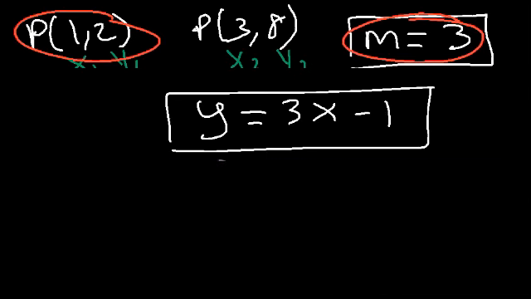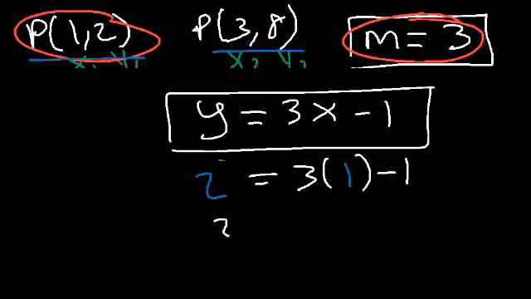If this equation works, it has to contain these 2 points. So if we replace x and y with 1 and 2, both sides of the equation should have the same value. So let's replace y with 2 and x with 1. 3 minus 1 is 2. 2 equals 2, so this works.